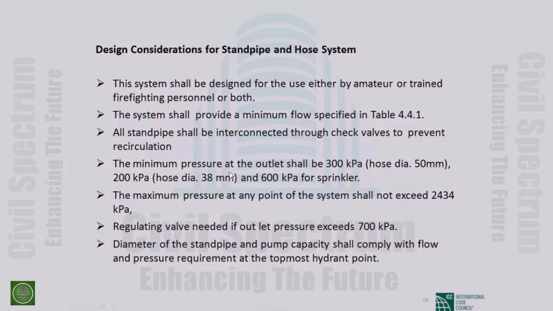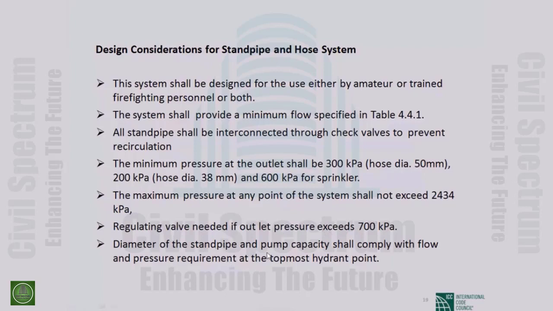The minimum pressure at the outlet shall be 300 kilopascal if it is the 2 inch, 50 millimeter diameter hose. If it is 200, it is 30 millimeter diameter. If it is sprinkler, it is 600 kilopascal. You have to remember while you design, the maximum pressure at any point of the system shall not exceed 10 kilopascal. All your valves and all your lines will be designed with the maximum pressure. A regulating valve is needed if your outlet pressure exceeds 700. So your outlet pressure should not be more than that. If it is more than that, you have to put an extra regulating valve to keep it less than 700.